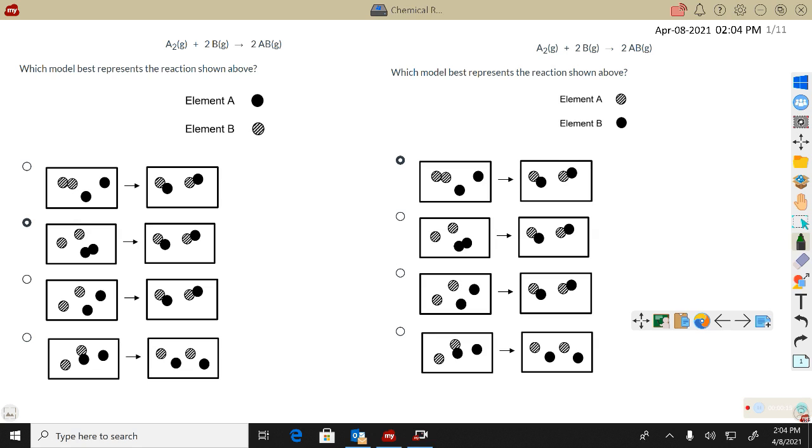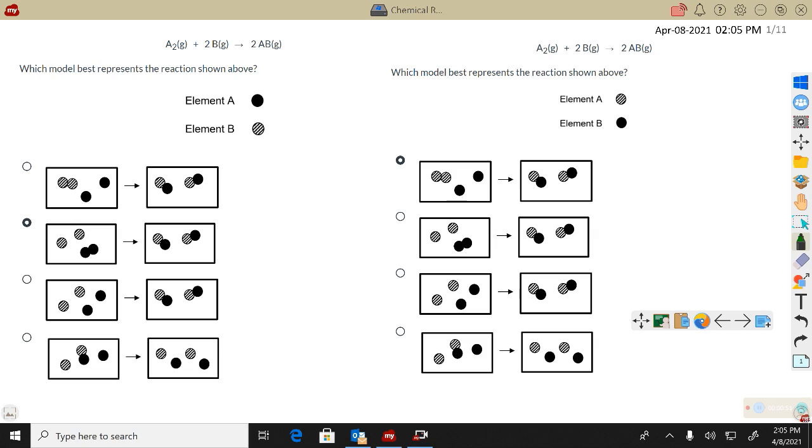The first question here was looking at the difference between a subscript and a coefficient. When I see A2, that little 2 means that there are two atoms of A that should be bonded together. When I see the big coefficient out in front of B or out in front of that compound AB, that just means that there are two of that particular particle. The big coefficients tell me the ratio of individual particles. The little subscripts tell me how many particles are chemically joined together.